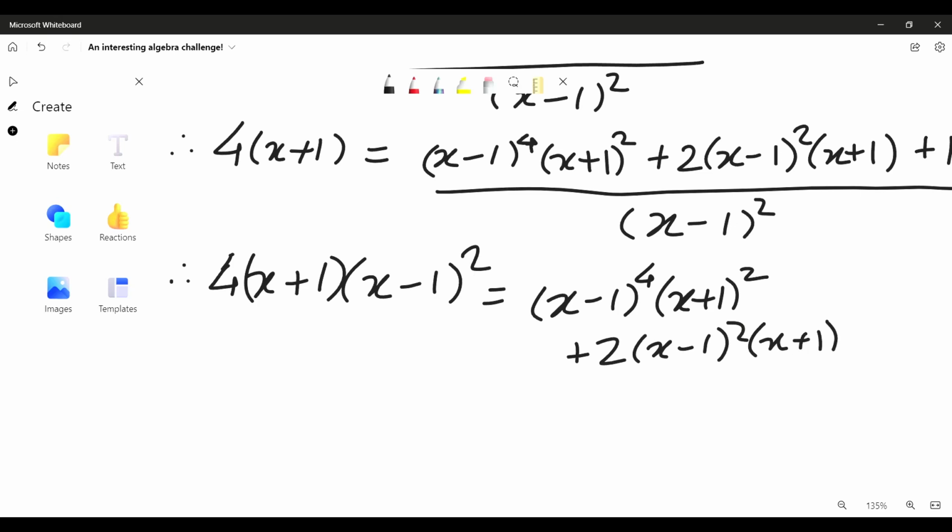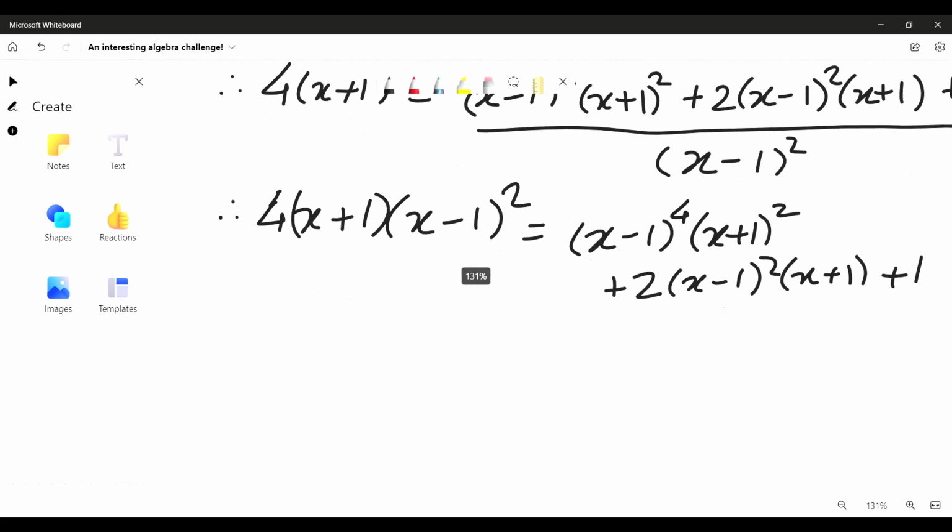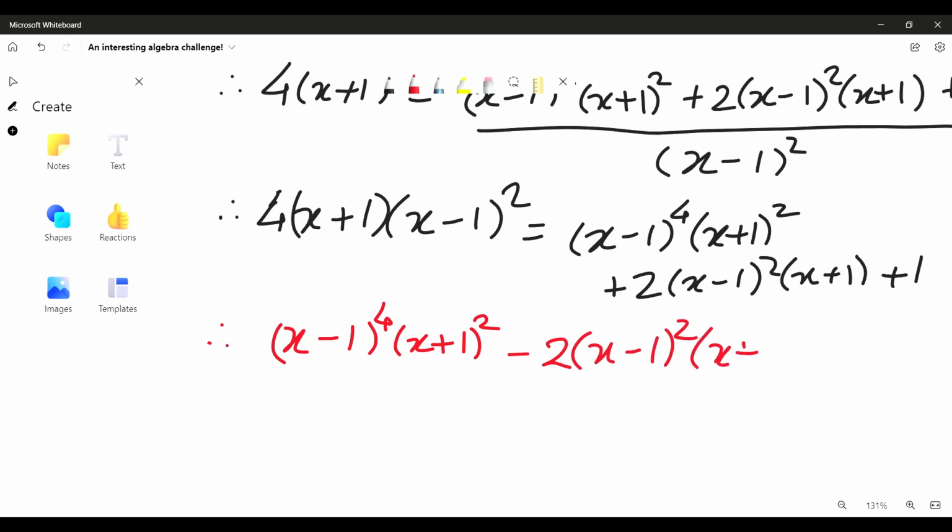plus 2 times (x minus 1) squared (x + 1). And I already see something interesting here with the (x minus 1) squared times (x + 1): this is actually a quadratic in (x minus 1) squared times (x + 1). I will bring this to the other side to show it to you. If I bring the term with the 4 as coefficient to the other side, we get (x minus 1)^4 (x + 1) squared minus 2 times (x minus 1) squared (x + 1) plus 1 is equal to 0.